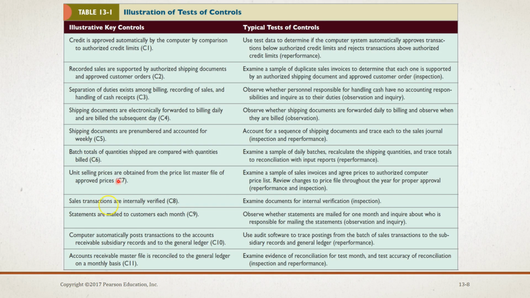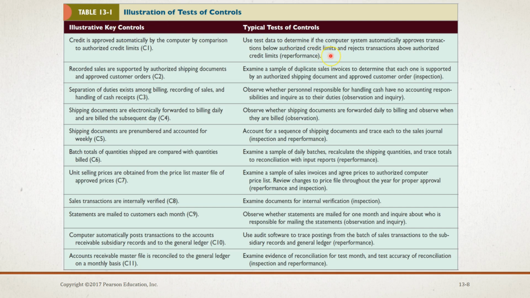So let's take a look for a moment at some illustration of test of controls. For example, credit is approved automatically by the computer by comparison to authorized credit limits. This is a key, please note the word key, control that we as the auditors have assessed from our client. Now your client may have 300 controls, doesn't mean they're all key controls, doesn't mean we should be testing all those controls.